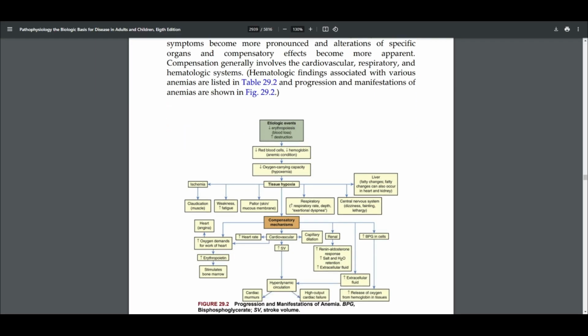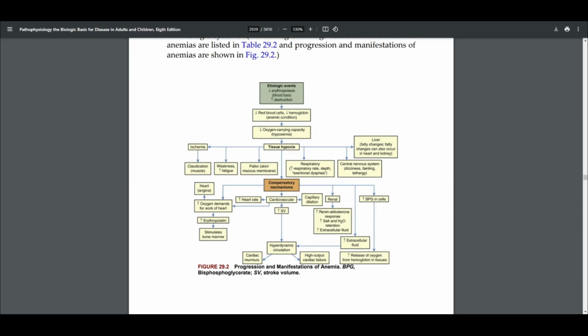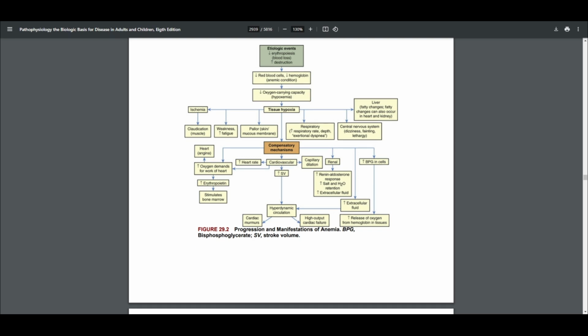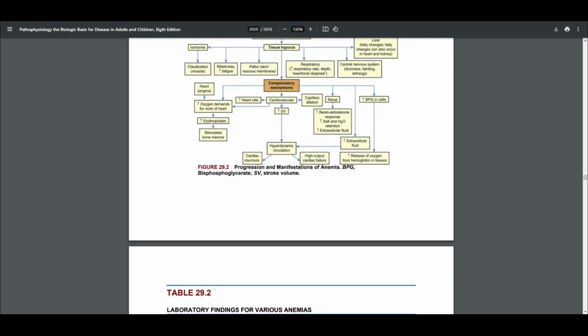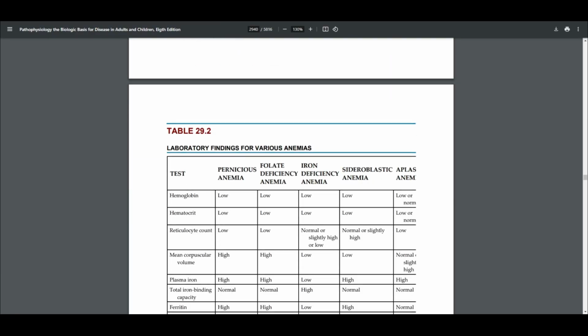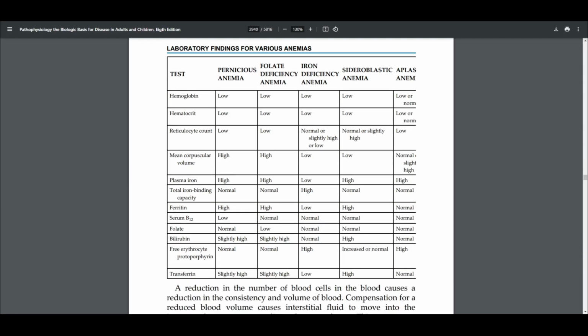So here is a good spot to pause so you can review how the body compensates in terms of a low red blood cell count. And then, unfortunately, here's one of the few charts where it looks like portions of it are slightly cut off. Here you see the lab findings for various anemias. And unfortunately, the very last section, I think it's aplastic anemia, is semi-cut.